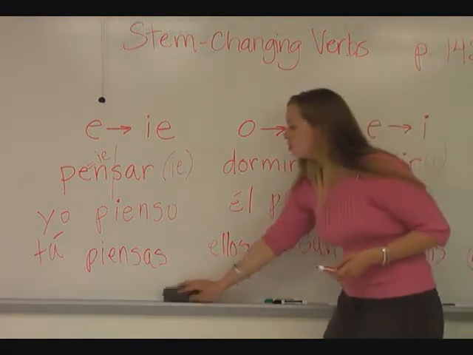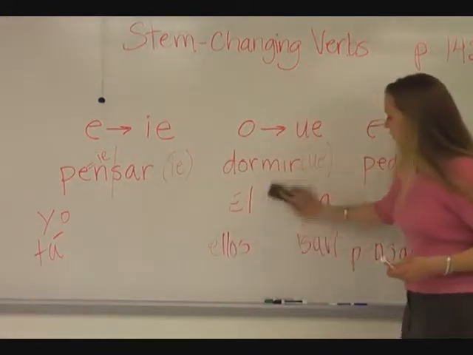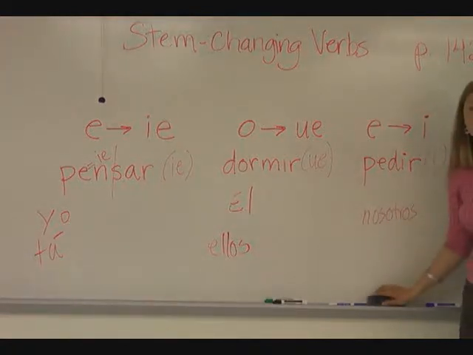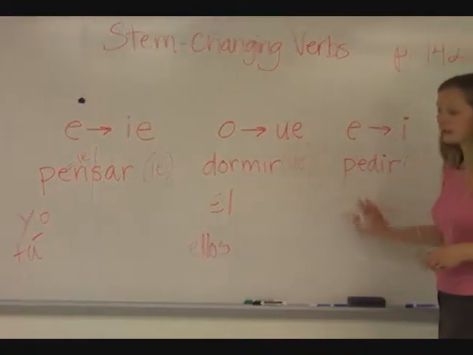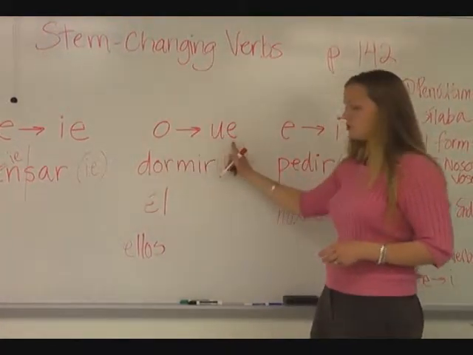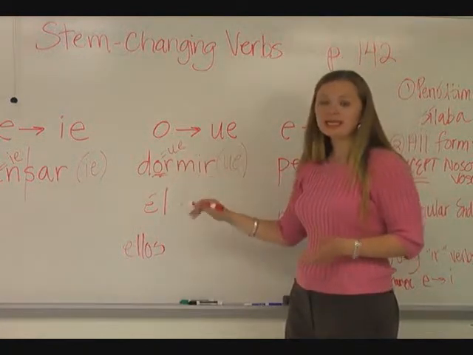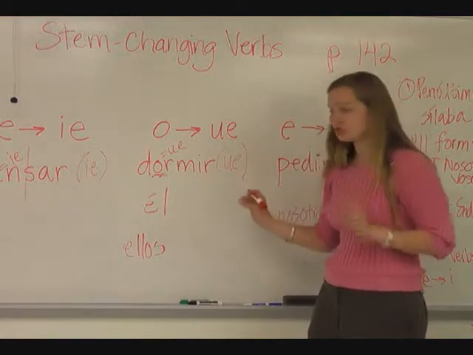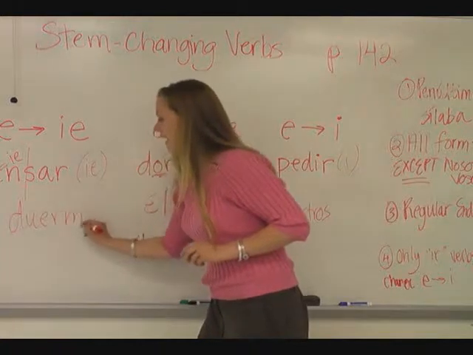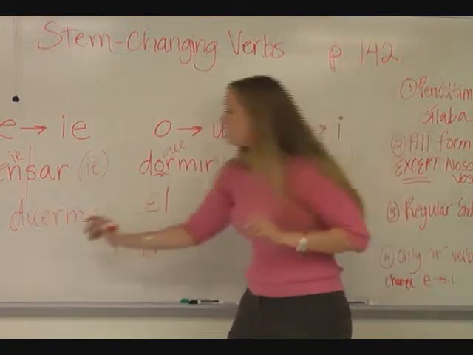Ahora, let's do dormir. Dormir quiere decir to sleep. Dormir means to sleep. So we're going to conjugate dormir to match all of our subject pronouns. Dormir is stem changing O to UE. Here's my O. It's going to become UE in all forms except nosotros. Así que yo duermo. Yo duermo means I sleep.